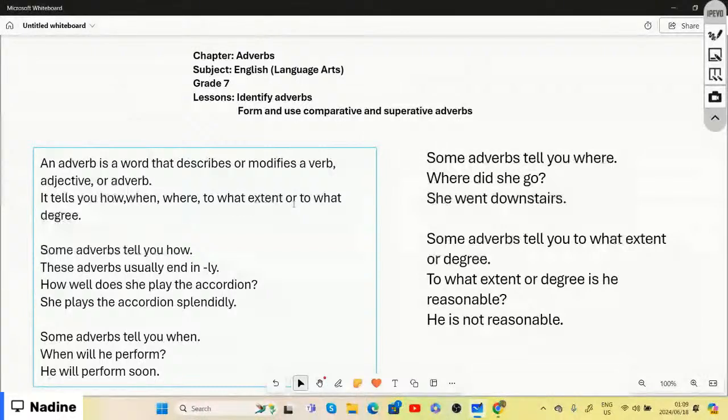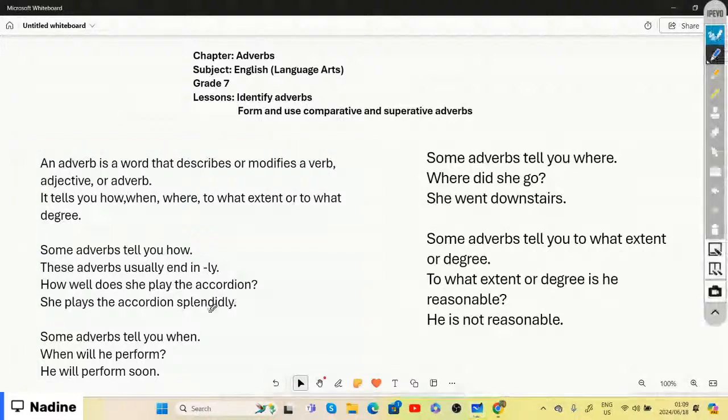To answer the question, how well does she play the accordion, we can say she plays the accordion splendidly. And splendidly tells us how well, or basically tells us how. So how well she plays the accordion, she plays it splendidly. So the question is how? It's splendidly.